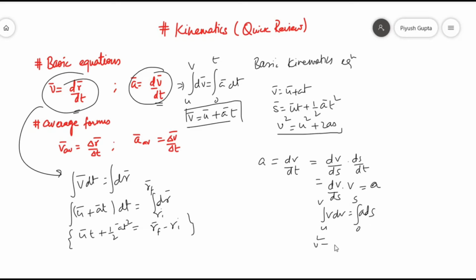So this becomes v square minus u square by 2 is equal to as. So finally this becomes v square is equal to u square plus 2as. Just keep in mind this v is equal to u plus at, and this is basically like change in position or the displacement is equal to ut plus half at square. These are vector equations, and this v square is equal to u square plus 2as. This is a scalar equation.